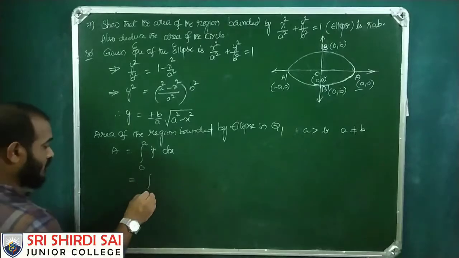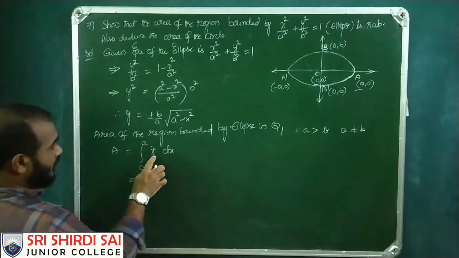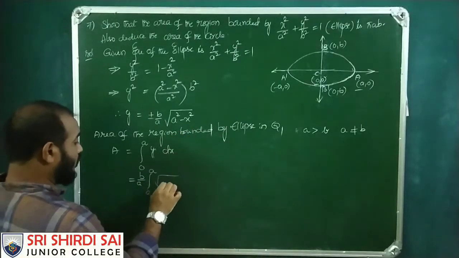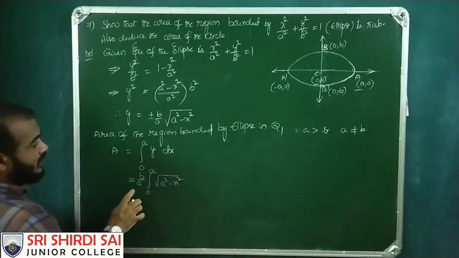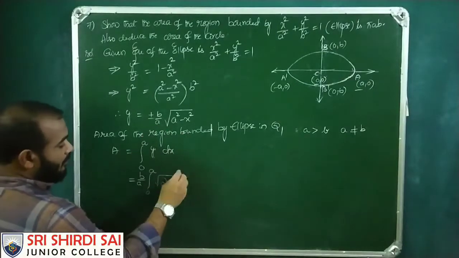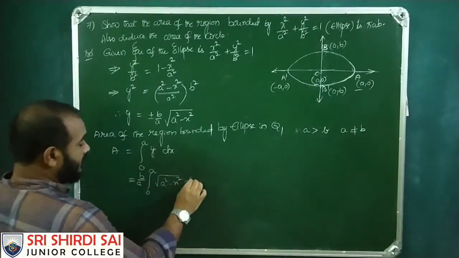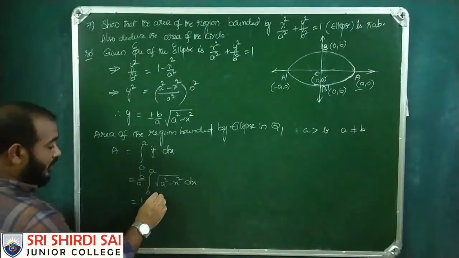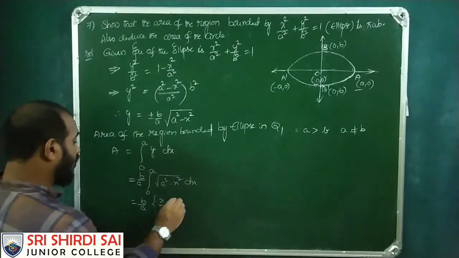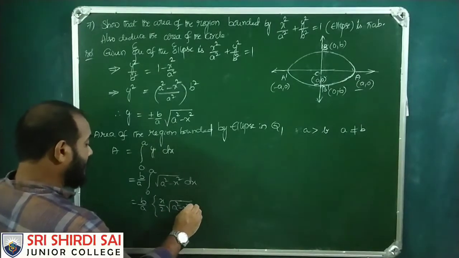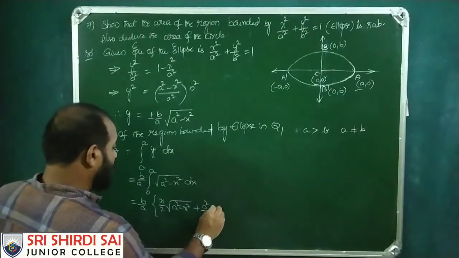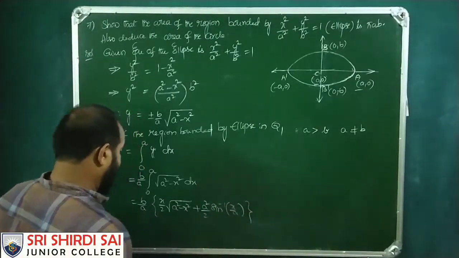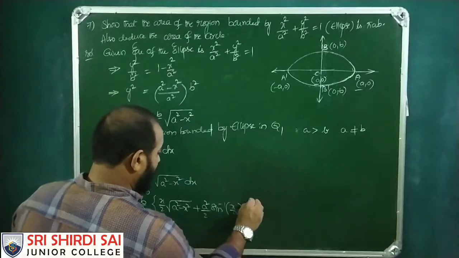So this is the integral from 0 to a. What is y? b by a into root of a square minus x square. Since b by a is a constant, I have separated it from the integration. So b by a, and this integration we know: the integral of root a square minus x square is x by 2 root of a square minus x square plus a square by 2 sine inverse x by a, from 0 to a.